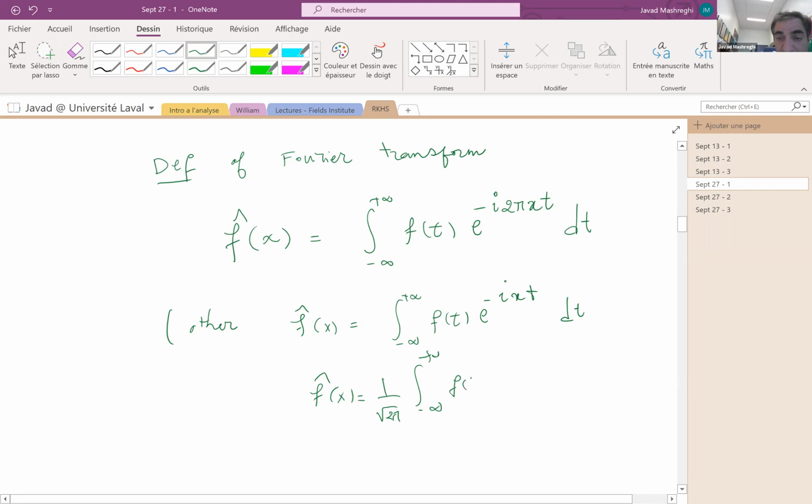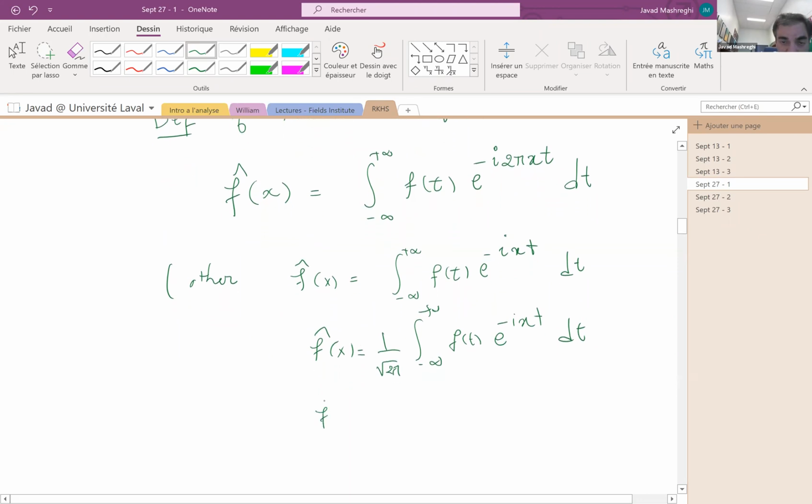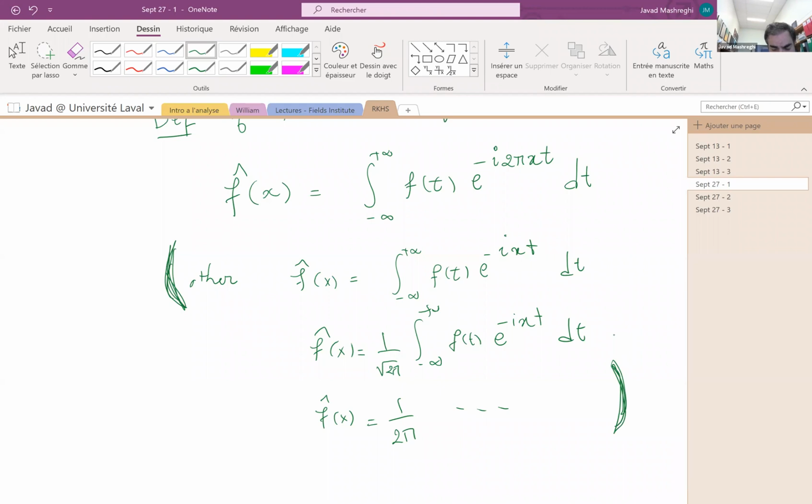Ft e to the minus xt dt. And to make life more complicated, there are even books in which f hat of x is defined with 1/2 pi in front of the same thing. So when you study any book on harmonic analysis, wavelet theory, or the applications, one of the first things you have to verify is the definition of the Fourier transform. And the definition has some consequences.